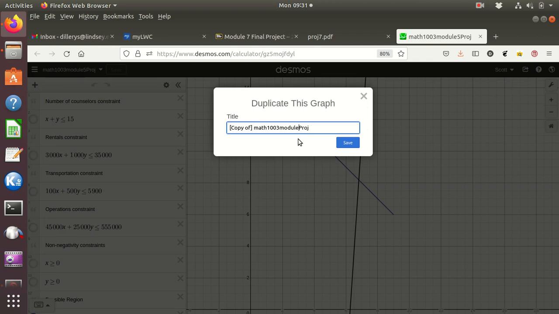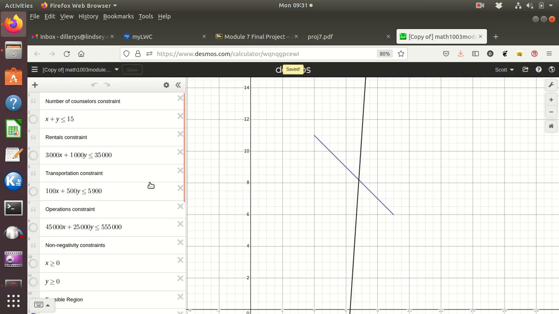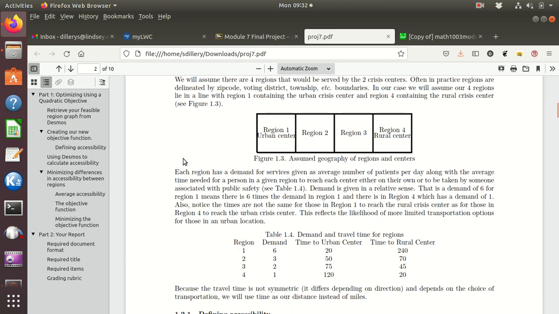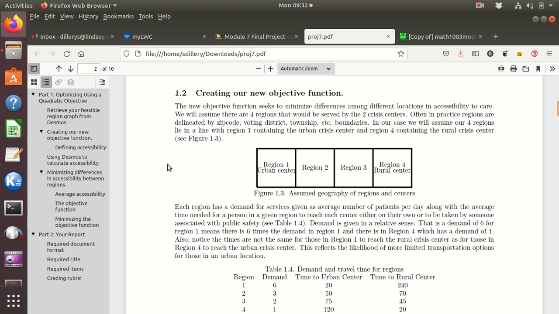now I've actually done this once already, so I'm going to leave this copy of name here. Normally I would delete that copy of part there. But anyway, I've got module 7, and I'll save that, and so there I have this now as a project 7 graph. Okay, so what's happening this time?